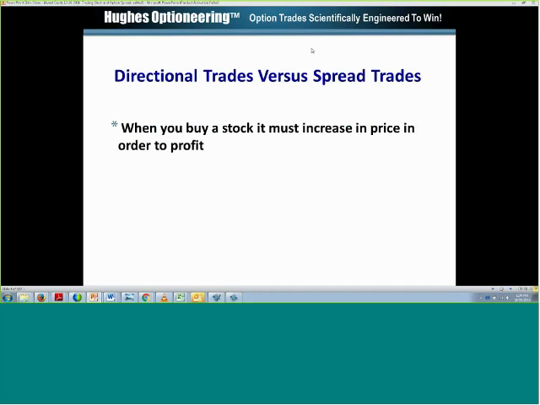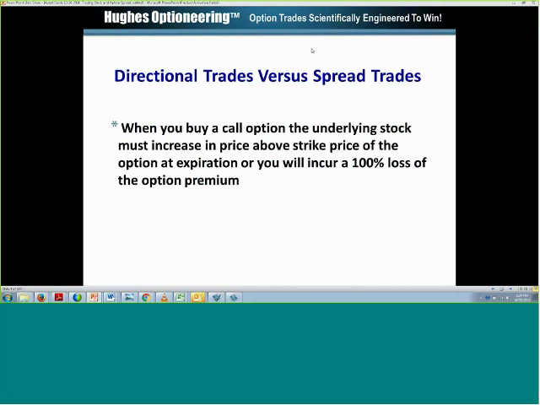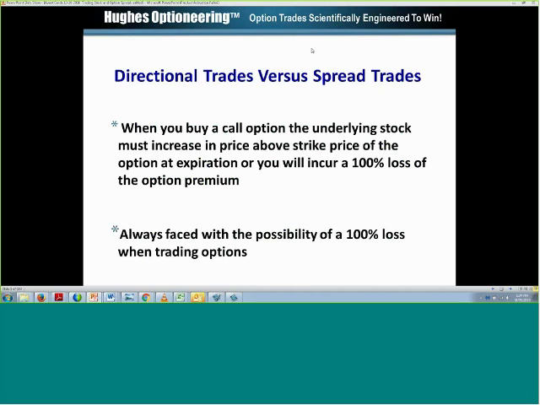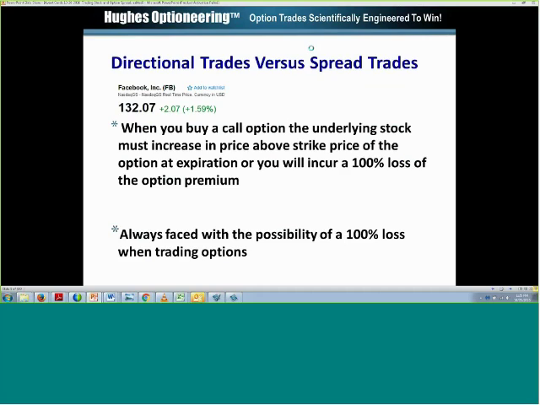And of course, when you buy a stock, it must increase in price in order to profit. And when you buy a call option, the underlying stock must increase in price above the strike price of the option at expiration, or you'll incur 100% loss of the option premium. So when you're trading options and you buy a call option, let's say, you're always faced with the possibility of 100% loss of that premium.